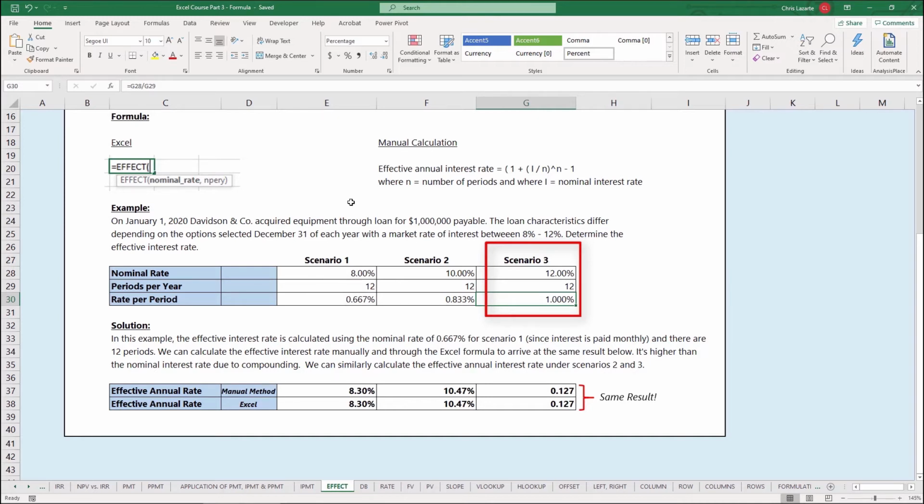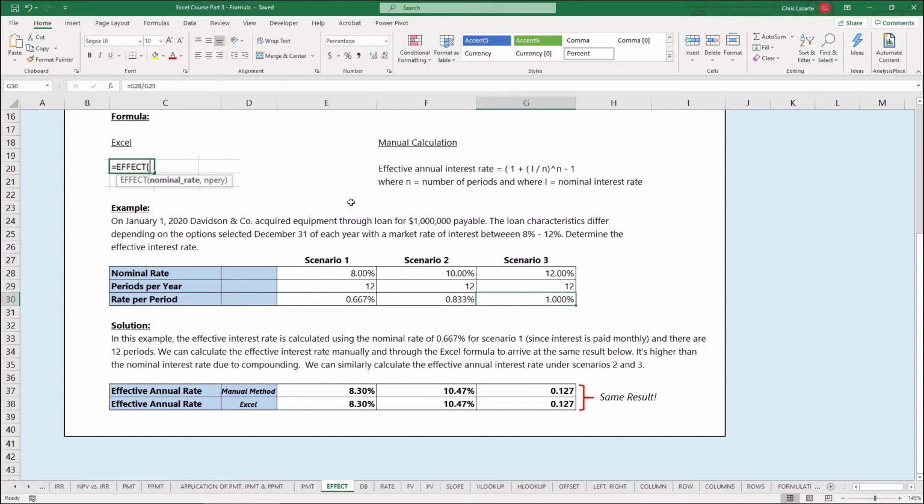We calculate the effective annual interest rate under each of the scenarios in rows 37 and 38. 37 is doing it manually and 38 is doing it through Excel. As you can see, under each scenario, they're the exact same interest, which means that the manual and Excel calculations of the effective annual interest rate are the same, and it's calculated accurately.